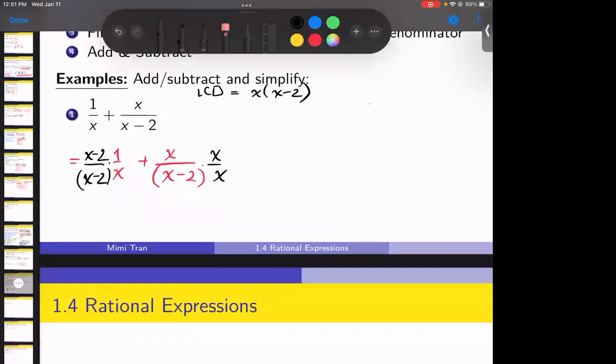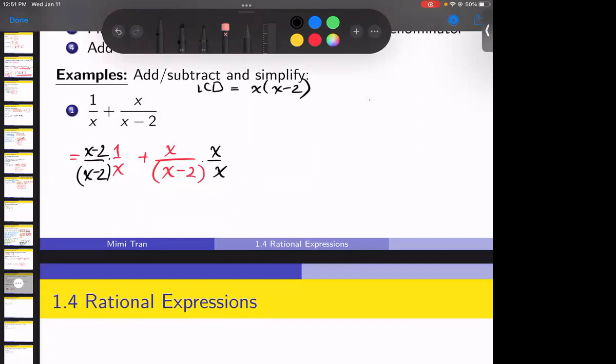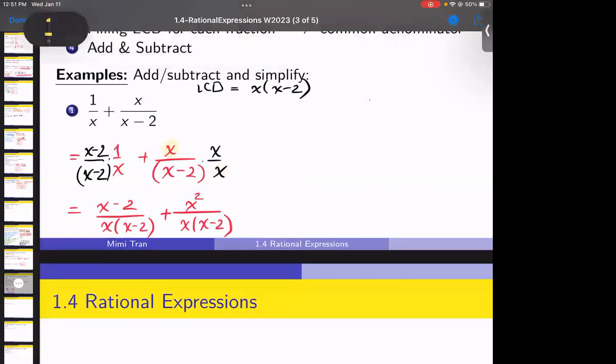Now you have a common denominator, x minus 2. The top, x minus 2 times 1, is just x minus 2, over x times x minus 2, plus what? X times x is x squared, x times x minus 2. Please just multiply across. Okay, people will do this. They go back and cancel that. No, you try to multiply. Don't cancel it. You need it.